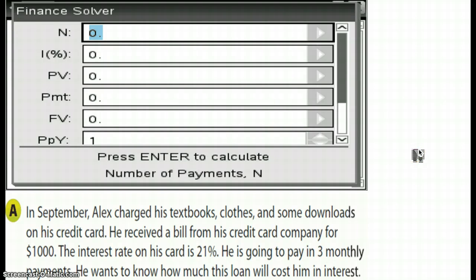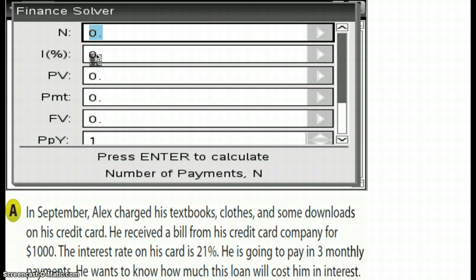Here we want to look at what Alex did. Let me explain what this financial solver is all about. The N, which is highlighted here, is the number of payments. He said 3 payments, so that's what we're going to put in here. We're going to put 3.